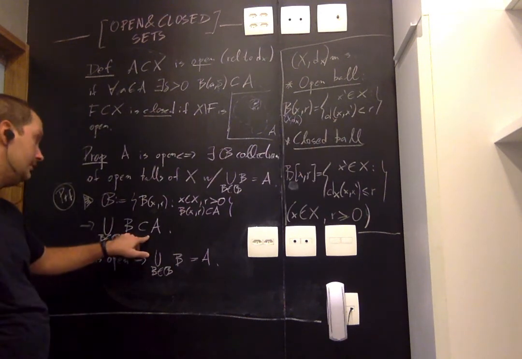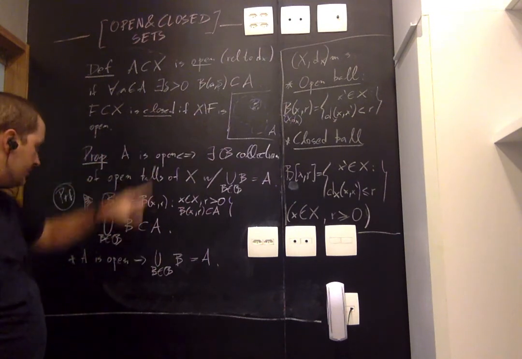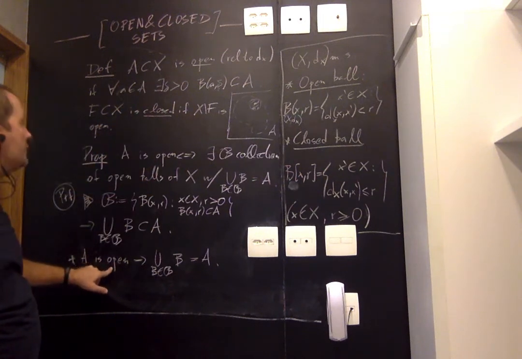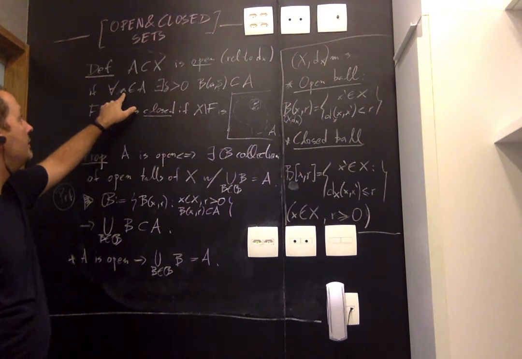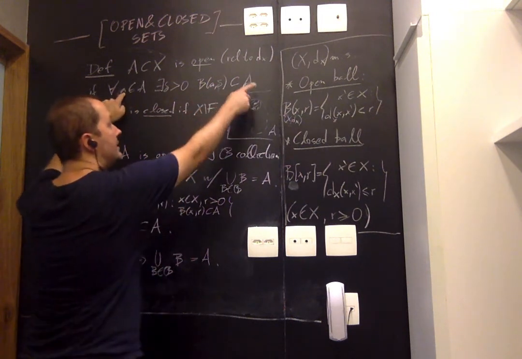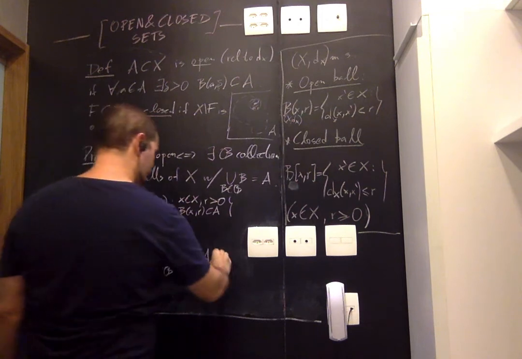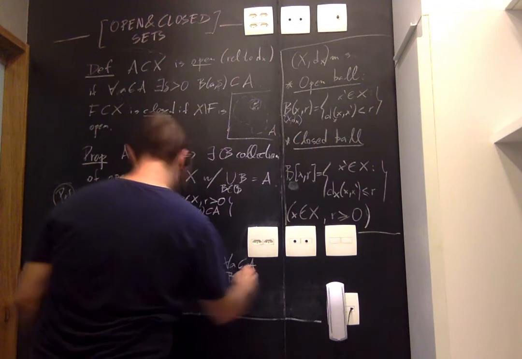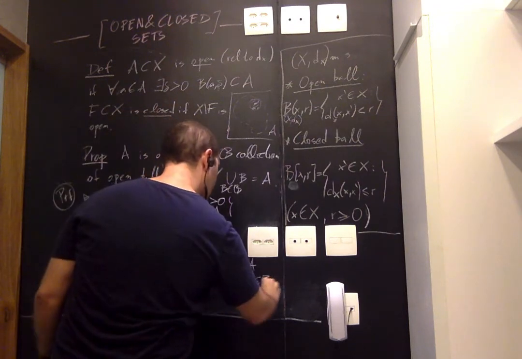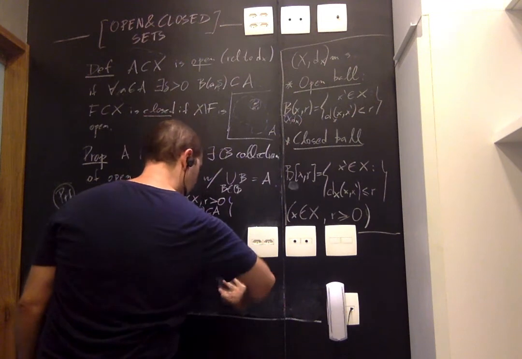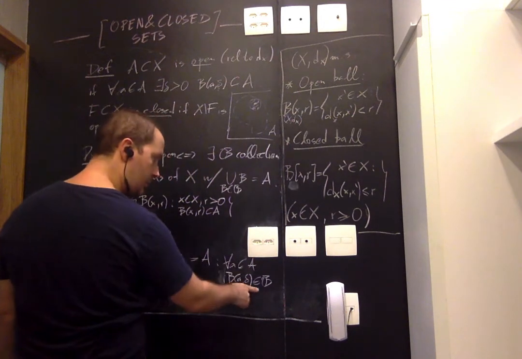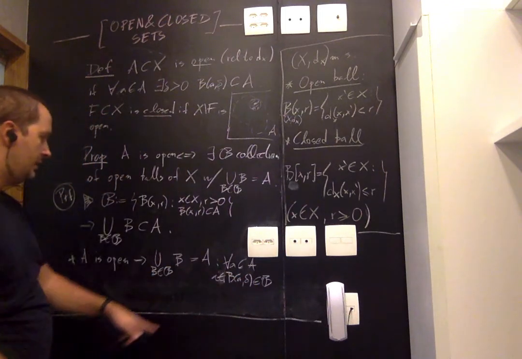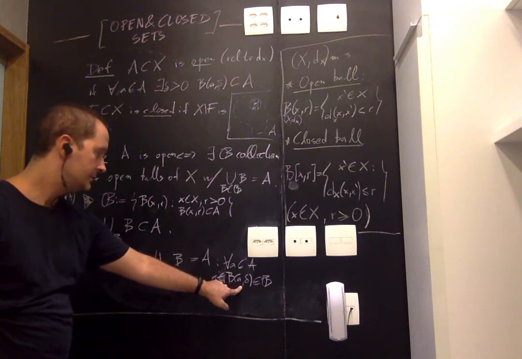Why is that? Well, look at the definition. If A is open, then any element of A is contained in a ball contained in A. So for all a in A, there exists an open ball, one of the open balls contained in A, belonging to this collection, such that a is an element of this open ball. And then we're done.